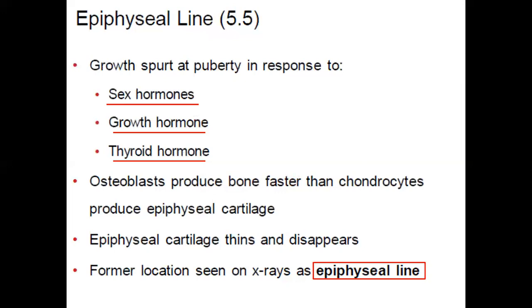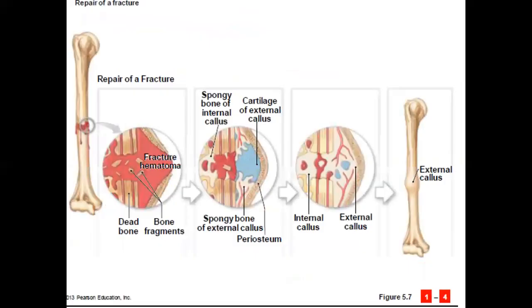The cessation of growth basically occurs because of some sex hormones and changes in growth hormone and thyroid hormones. What happens is your epiphyseal cartilage thins out and it actually disappears. As opposed to continuing to build that cartilage so that you can replace it with bone, that stops. You basically close the growth plate, is what we call it, and it becomes an epiphyseal line that you can see on x-rays. I will show you a little bit later what some fractures look like.